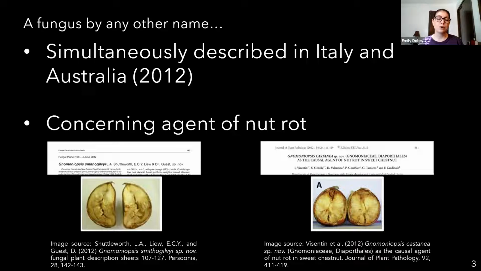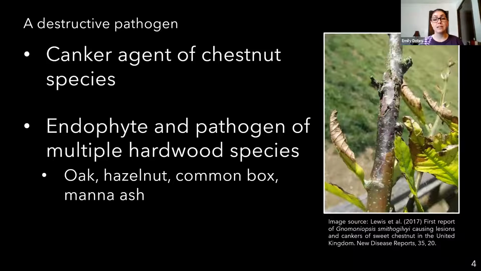And because they were published so closely together, there's a lot of debate over who has the naming rights and which is the valid name of the pathogen. But because Gnomoniopsis castaneae is pretty widely accepted throughout Europe, and that's where the majority of the research has been, that's what I'm going to be calling it moving forward in this presentation. So as I said, it's a pretty big issue in terms of nut rot, and it's caused a lot of economic losses throughout Europe and Oceania.